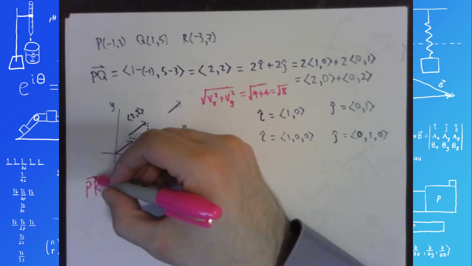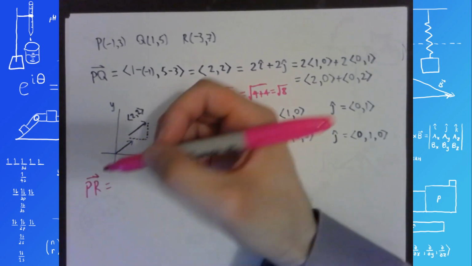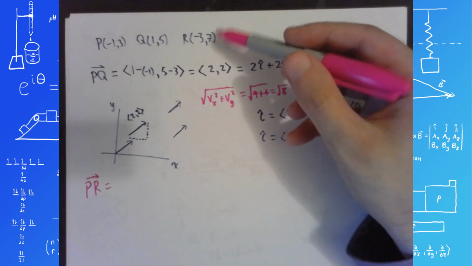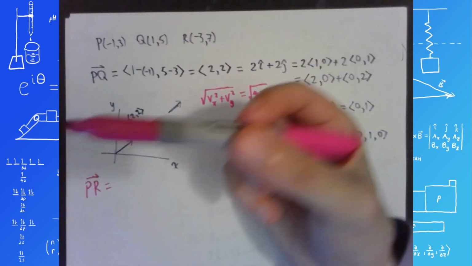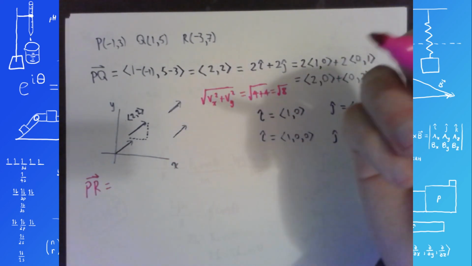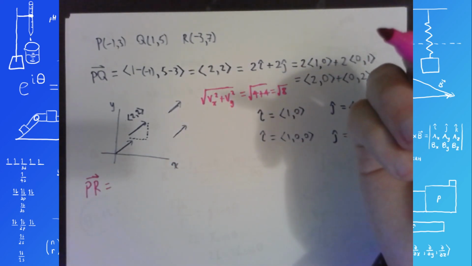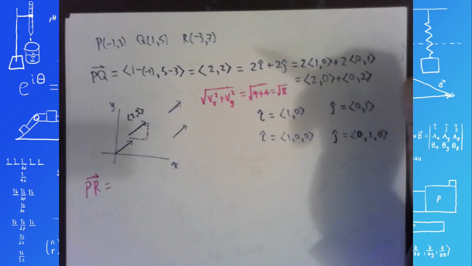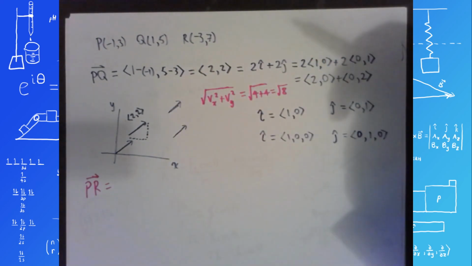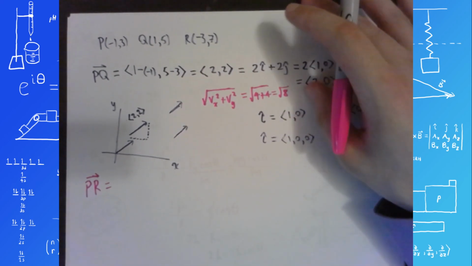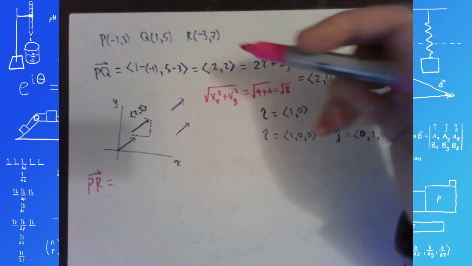PR, vector PR is equal to, let's see, we've got 7 minus 3, oh, that's for the y component. I'm thinking in terms of slope, which is why I'm doing y components first. That's not good. Brain acting on autopilot.